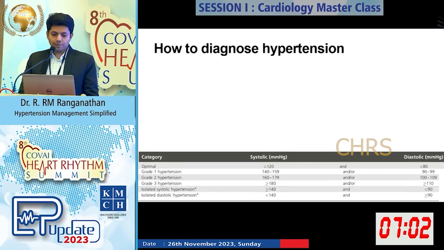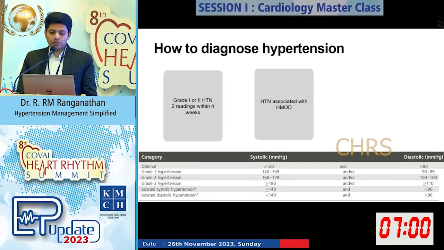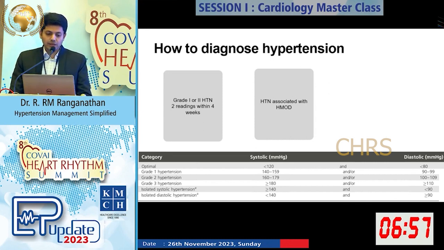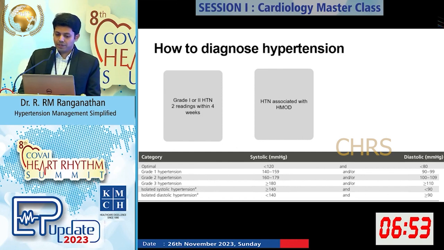So how do we diagnose hypertension? Patient comes to the clinic, you check blood pressure, it is in the grade 1 range or grade 2 range. You immediately cannot deem the patient to have hypertension. If it is in the grade 1 or grade 2 hypertension range, let the patient go, get back in 2 to 4 weeks' time, recheck blood pressure. If the blood pressure is still in the grade 1 or grade 2 hypertension range, then you diagnose hypertension.